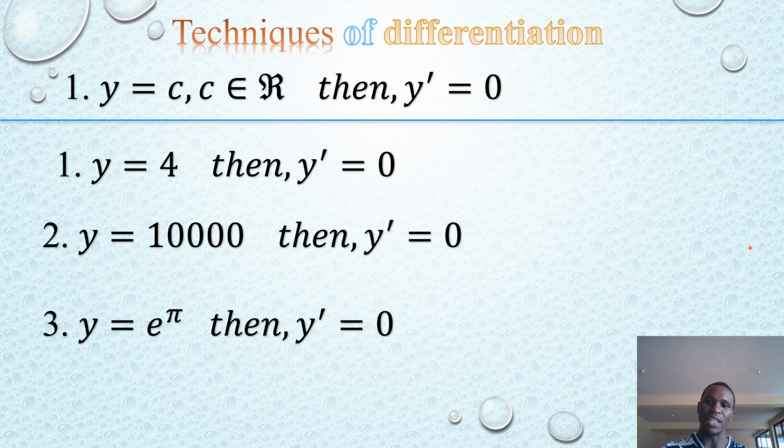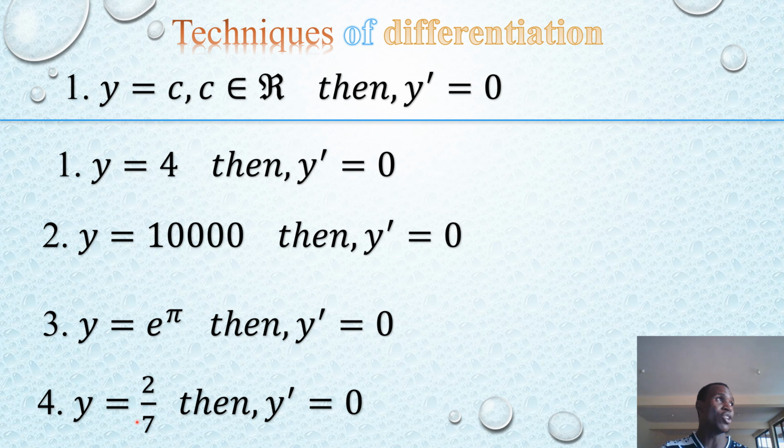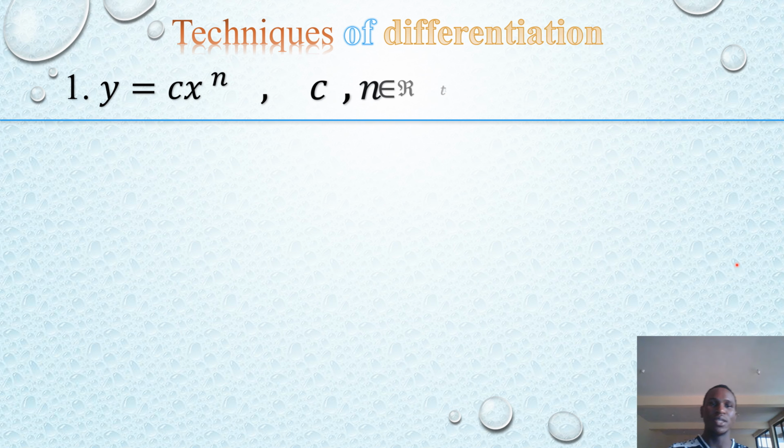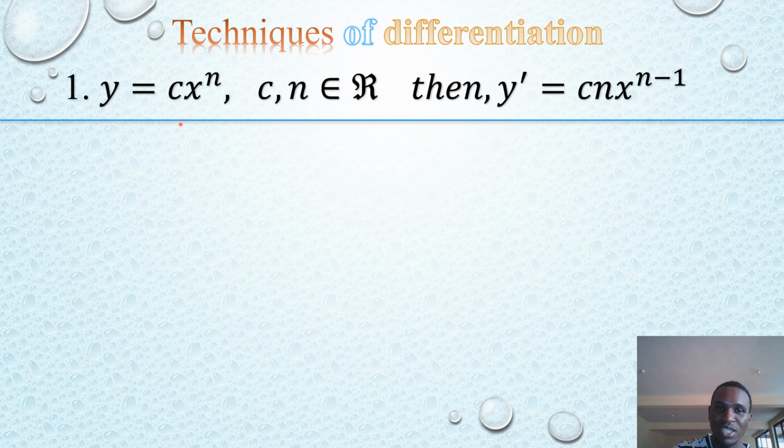So if I have, for instance, y equals 2 over 7, whether it's a fraction or a real number, so long as it is a real number and it is a constant, the derivative is 0. Take note of this. Once you know this, it will help you to differentiate some polynomial functions. You just know that the derivative of that constant part is 0. You don't consider it.